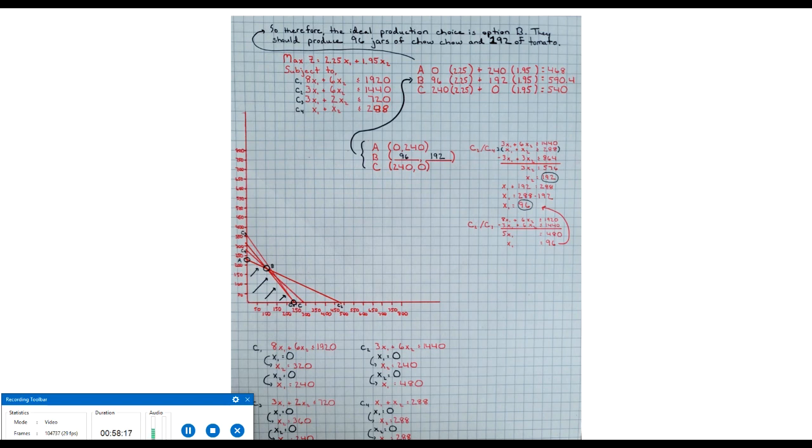If they choose that choice, they will make a total of $590.40, which is more money than if they'd made either other choice. Given their limited resources, this is the best possible scenario for the business. This is the most money they could possibly make. And we've used linear programming to solve this problem. So hopefully there are no questions.